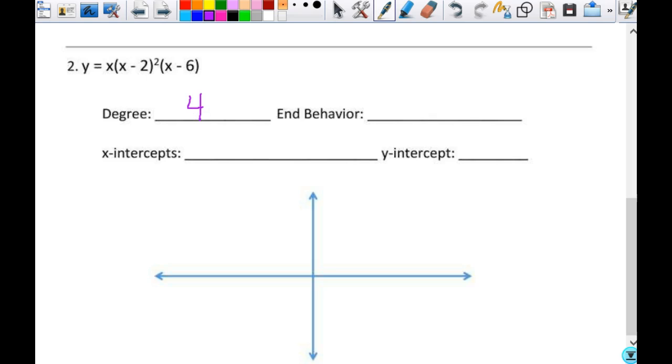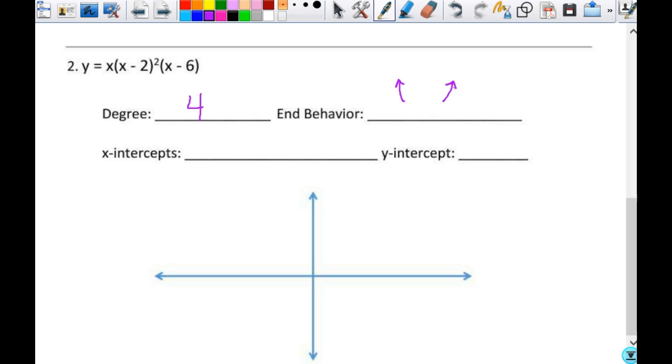So it is an even function. Is the leading coefficient positive or negative? Positive. Show me the end behavior. Everybody, come on, end behavior. Okay, good. So we do this. I know, you were writing your notes. It's all good. It looks like that.